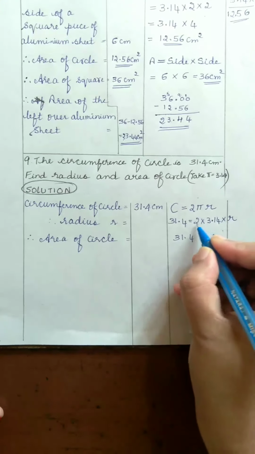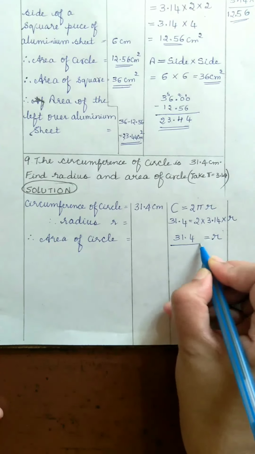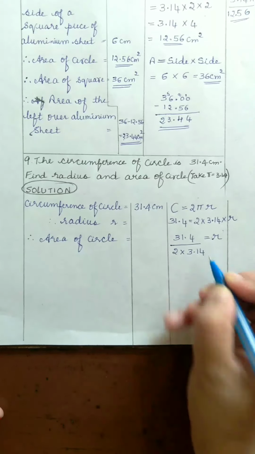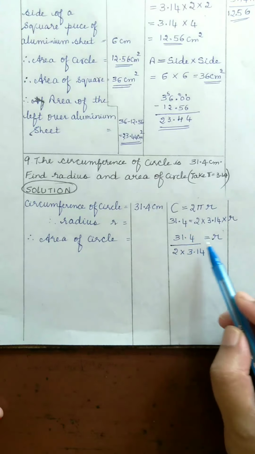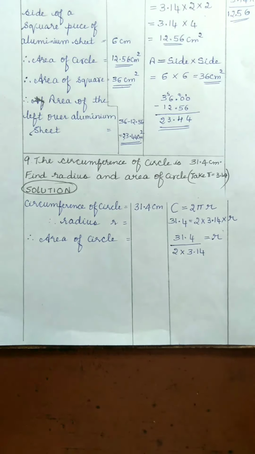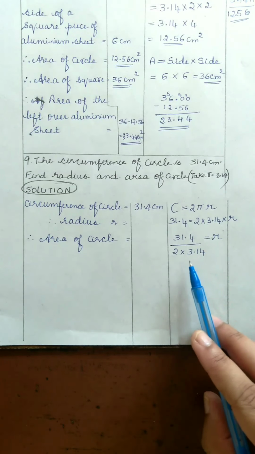31.4, this 2 into 3.14, while coming to the left side it will be divided by 2 into 3.14 children. Radius is equal to 31.4 divided by 2 into 3.14. So children, we have here 31.4 divided by 2 into 3.14.